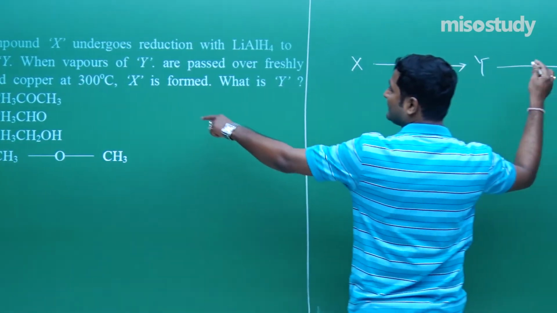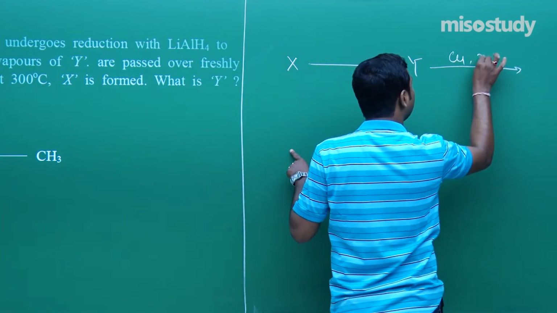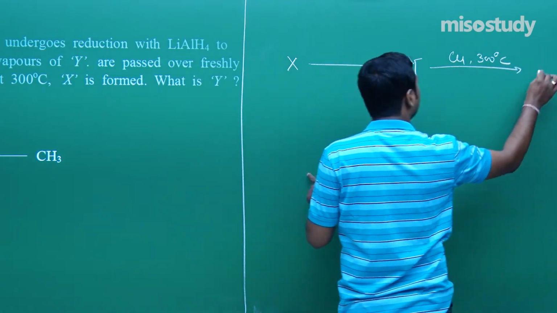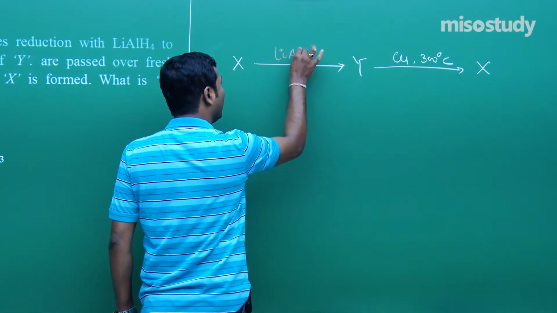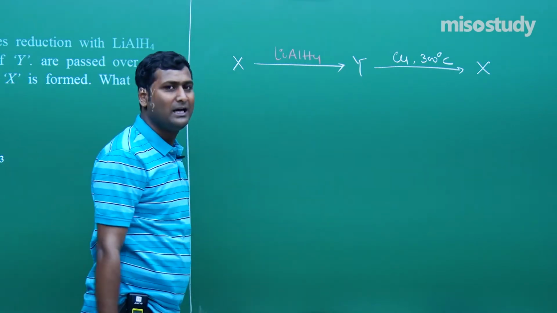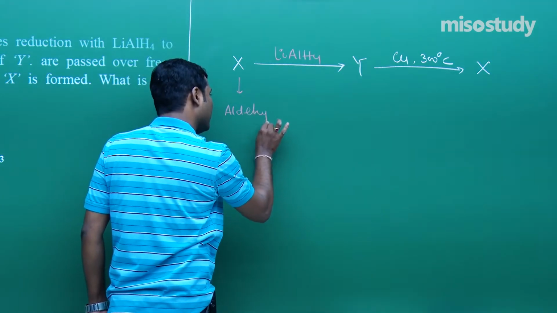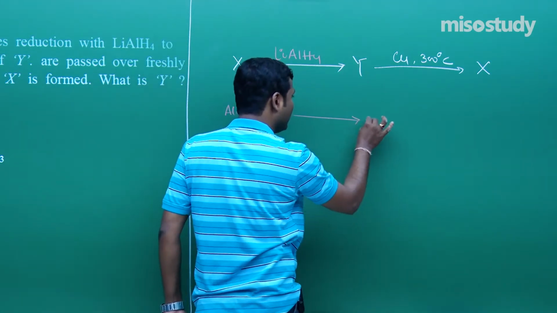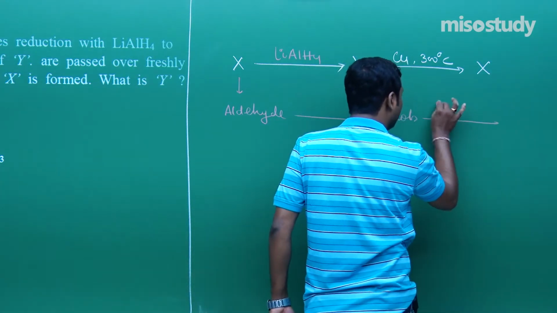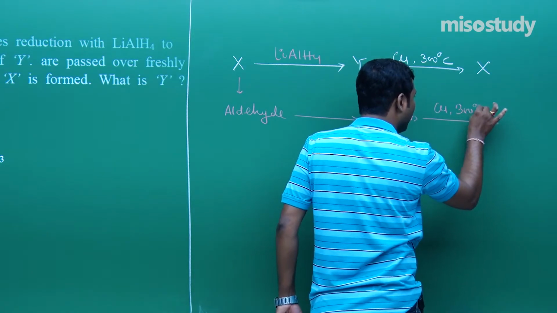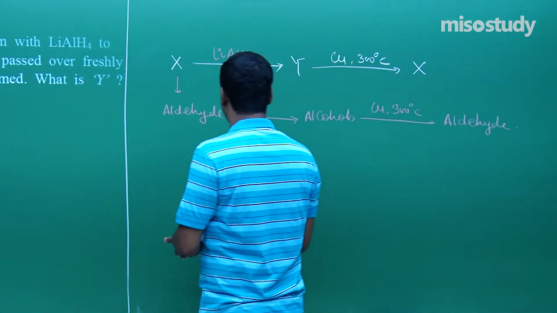Look here, X on reduction gives Y, and Y passed over freshly reduced copper at 300 degrees Celsius gives X again. With LiAlH4, it's very simple. We can predict X is definitely an aldehyde. Clear to you? An aldehyde on reduction gives an alcohol, and the alcohol on treatment with copper again gives the aldehyde. Remember this.